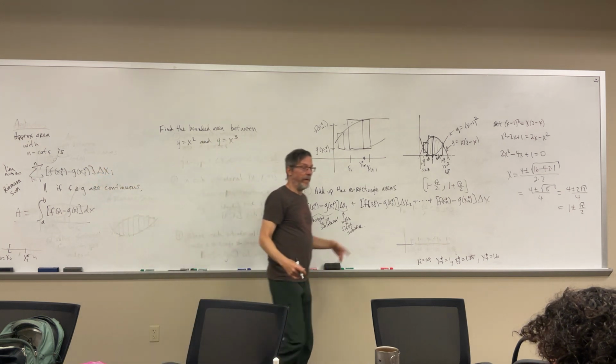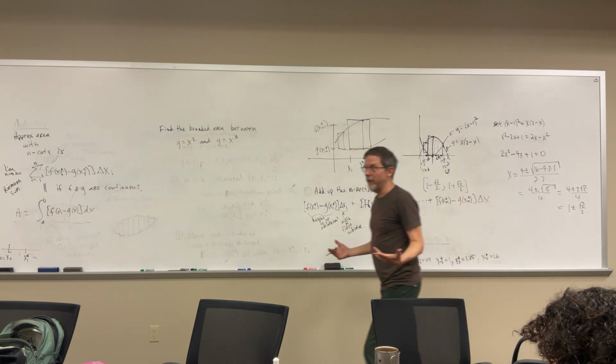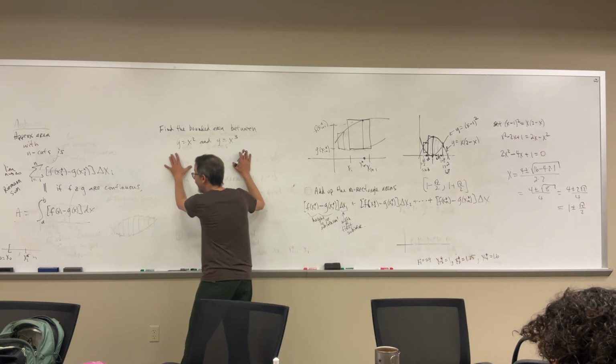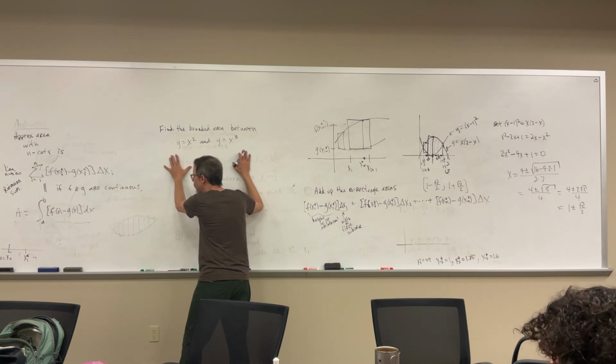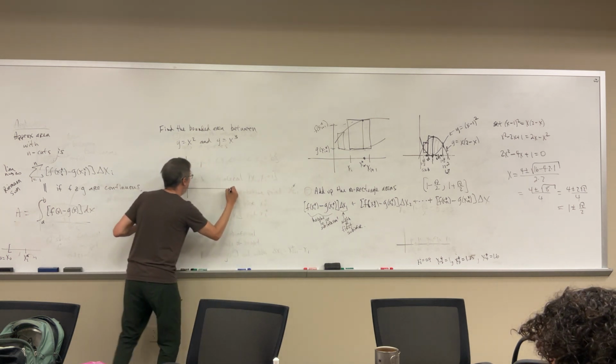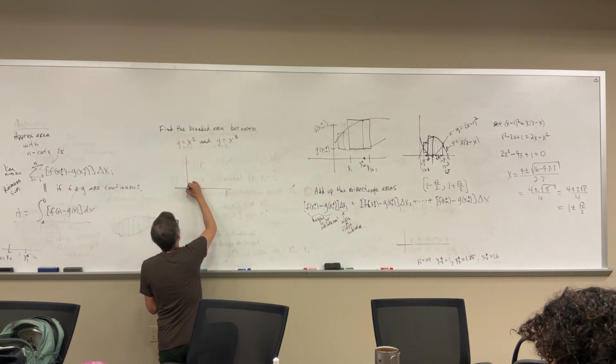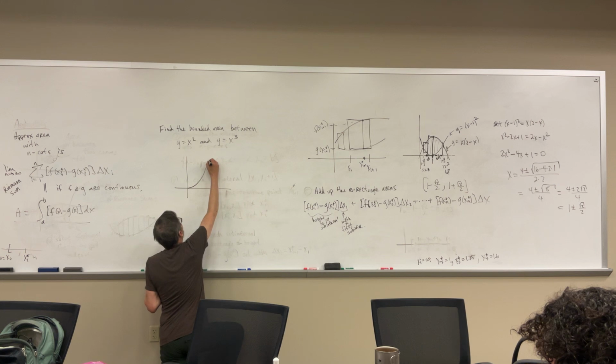Step one is plot this out. Make a graph. If you're trying to find the area between two curves, you want a picture. So I highly recommend you get Desmos out every single time you do this, or you do a by hand plot. Let's say there's y equals x squared.